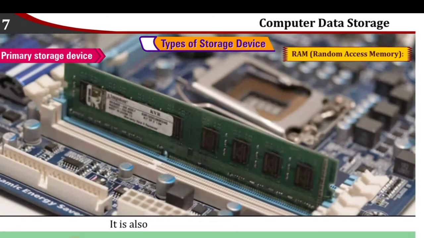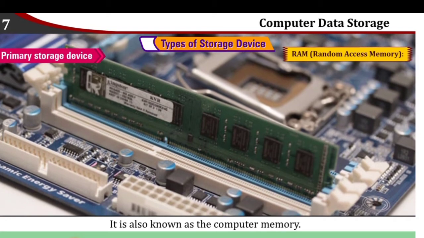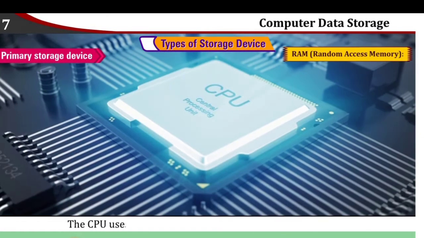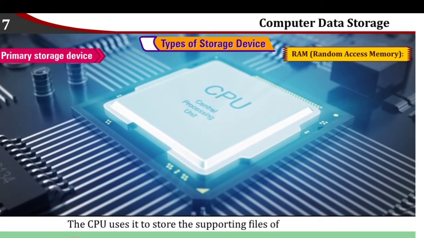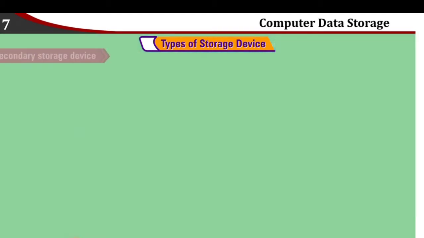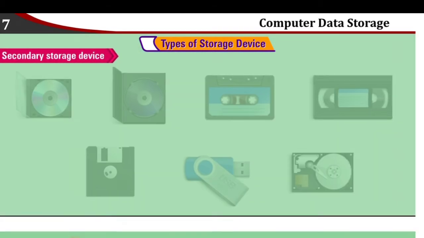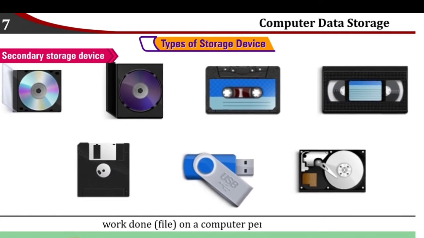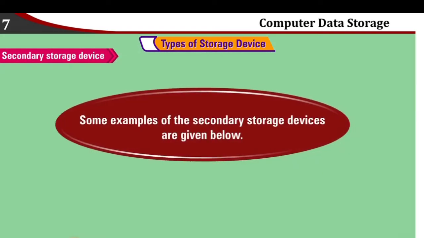RAM is also known as the computer memory. It stores the data temporarily. The CPU uses it to store the supporting files of the programs which are currently running on the computer. Secondary storage device. The secondary storage device is used to store the work done on a computer permanently. Some examples of the secondary storage devices are given below.